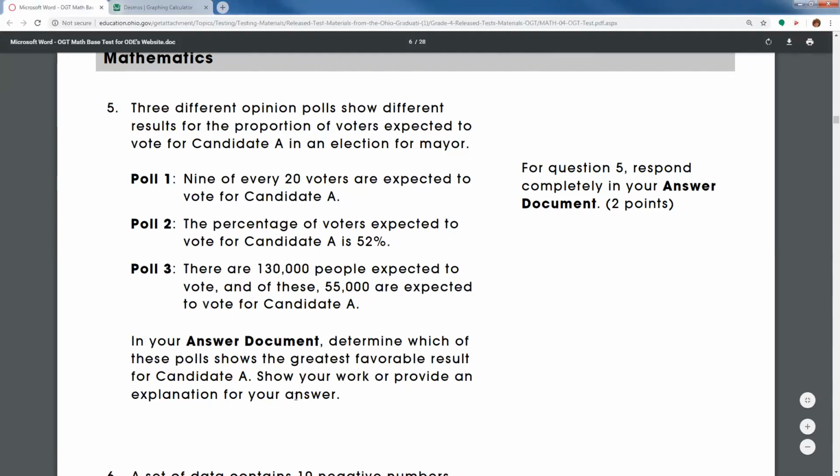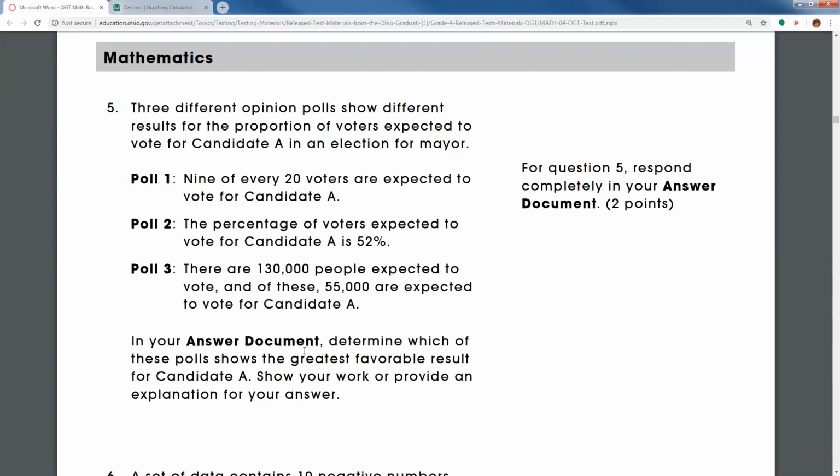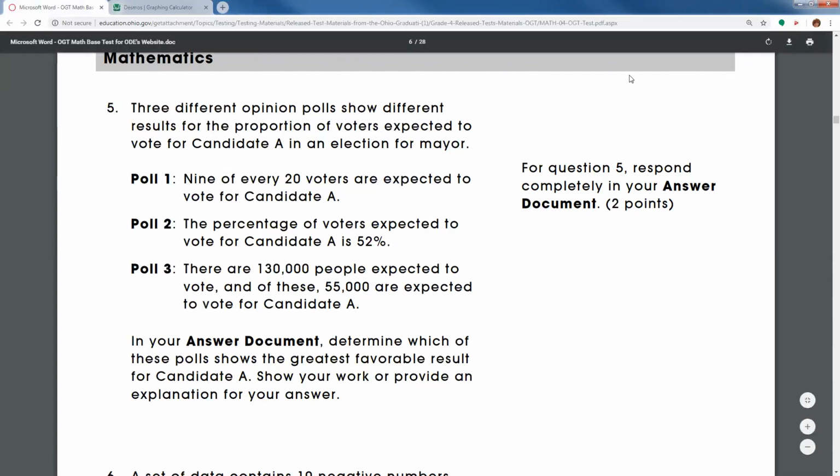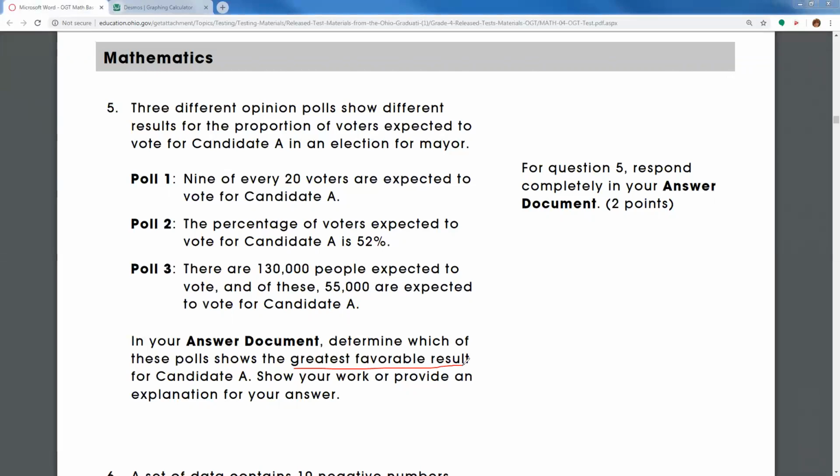So then the important part, the part that tells you what you have to do with this question: in your answer document, determine which of these polls shows the greatest favorable result for candidate A. So greatest favorable result. Show your work or provide an explanation for your answer.